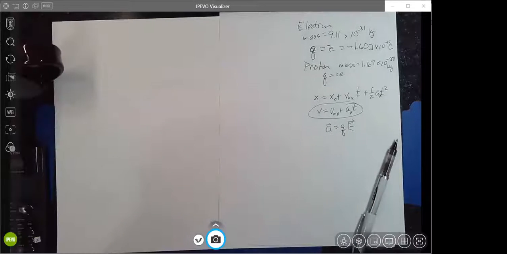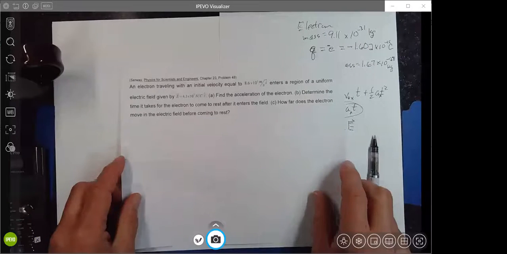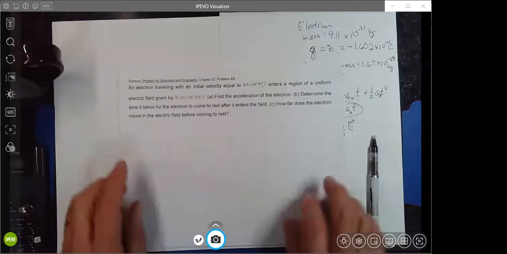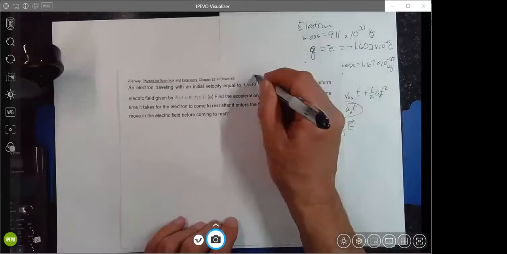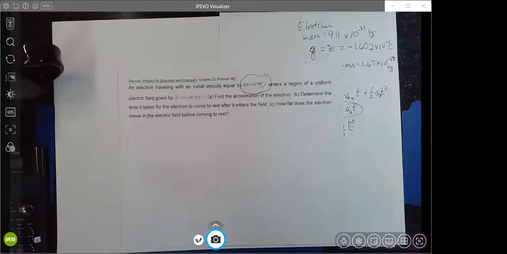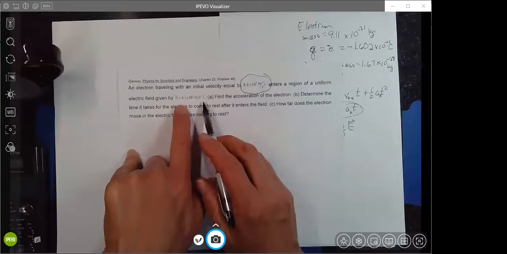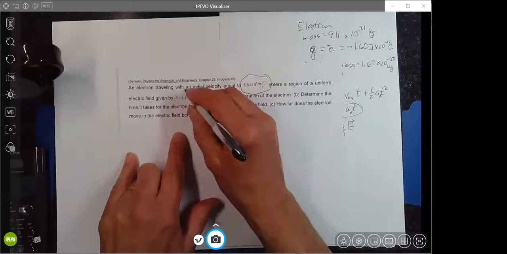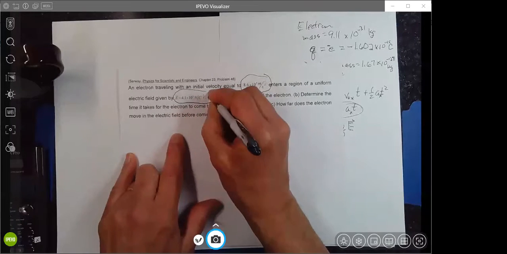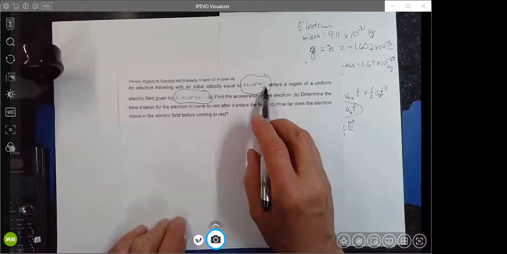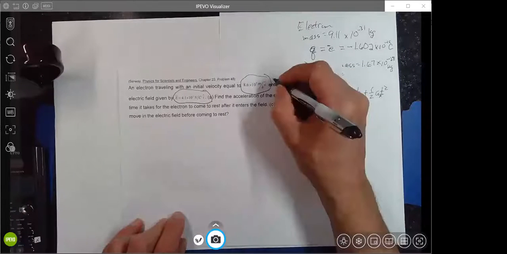All righty, here's another one. An electron traveling with an initial velocity of 8.6 times 10 to the 5th meters per second enters a region of a uniform electric field given by that. And so the initial velocity is in the i-hat direction. That's v naught.